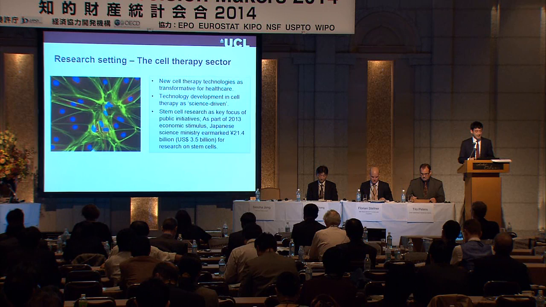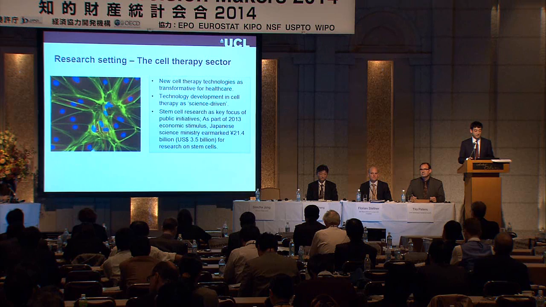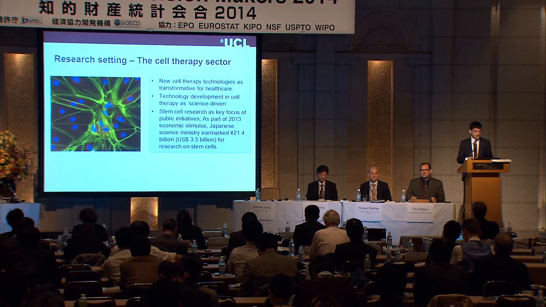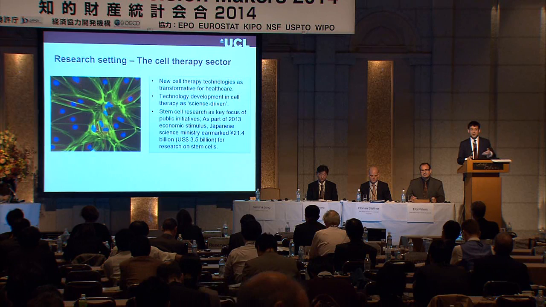As part of the 2013 economic stimulus, for example, here in Japan, the science ministry earmarked 21 billion yen to invest in research on stem cells, with an eye on supporting downstream product commercialization.